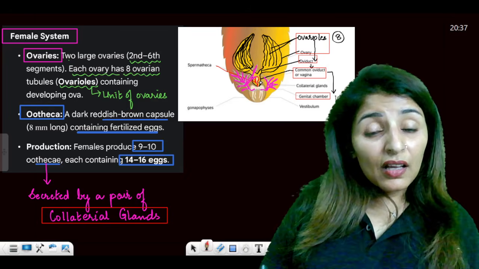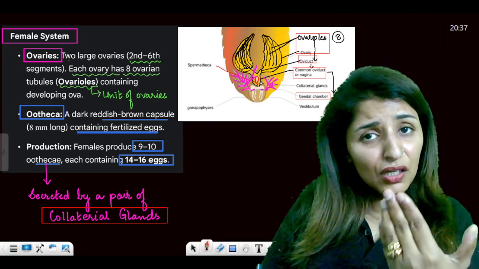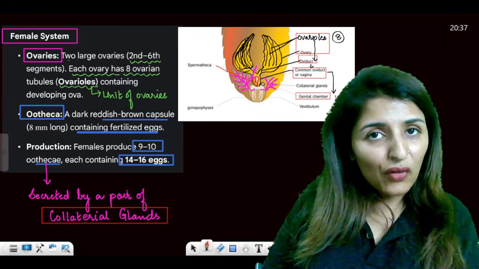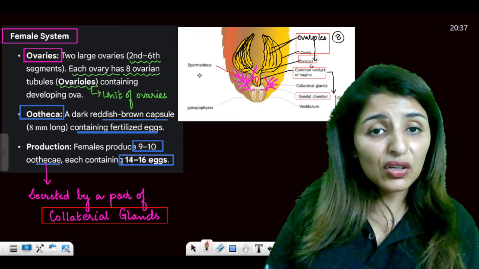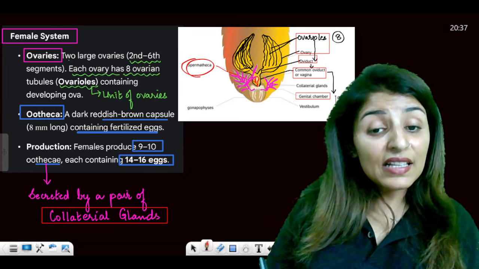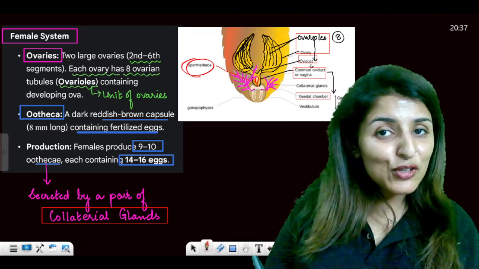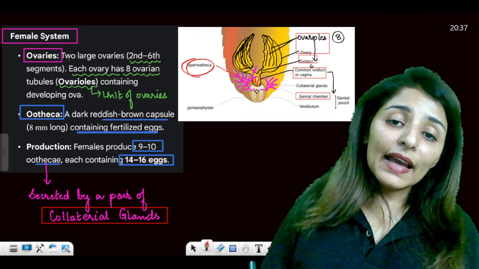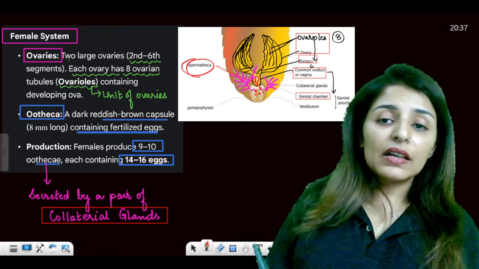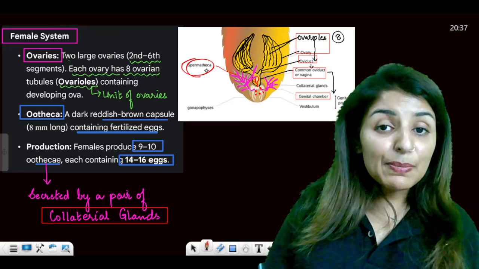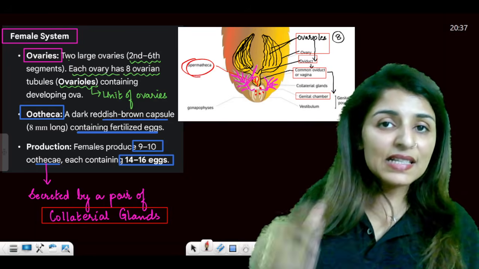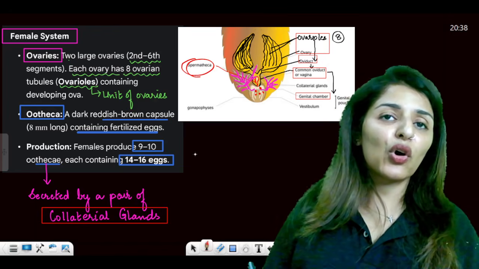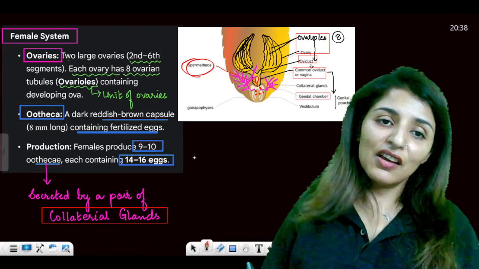Now see, on the ventral and dorsal side of the vagina, you can see this structure known as spermatheca. And this is the structure where sperms have been stored during the act of copulation, right? Now, when eggs are released in the genital chamber, spermatheca will contract to release the sperms, and this is the site of fertilization.